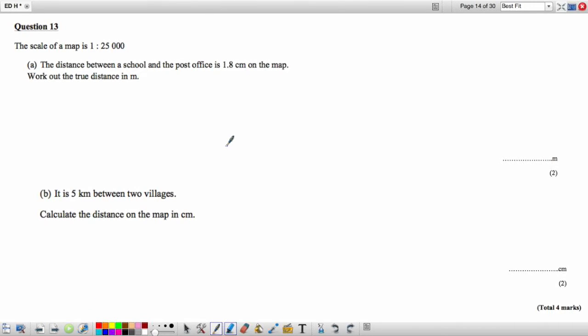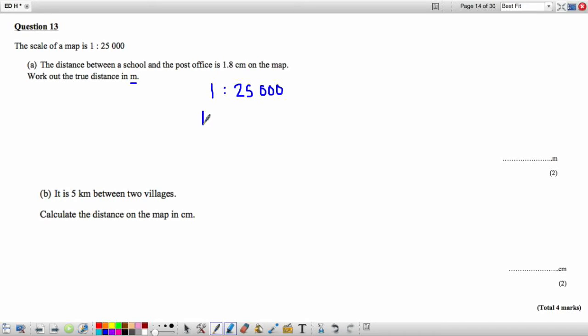Question 13. The scale on a map is 1 to 25,000. The distance between the school and the post office is 1.8 centimetres on a map. Work out the true distance in metres. So 1 to 25,000. This scale here, as they do on maps, does not have a unit. So you choose the units.